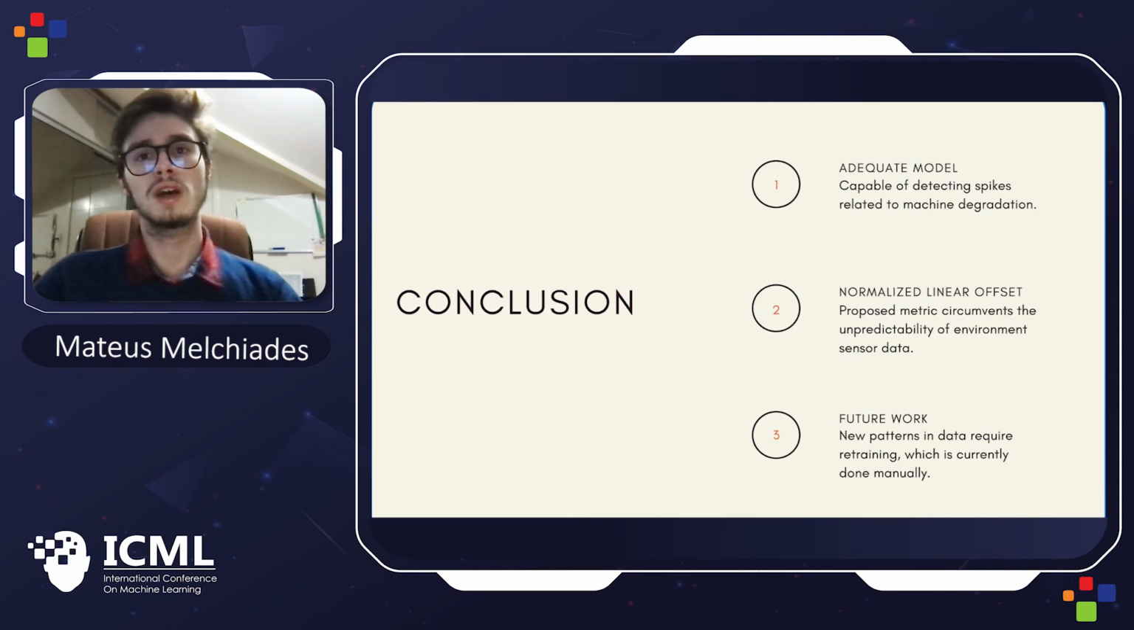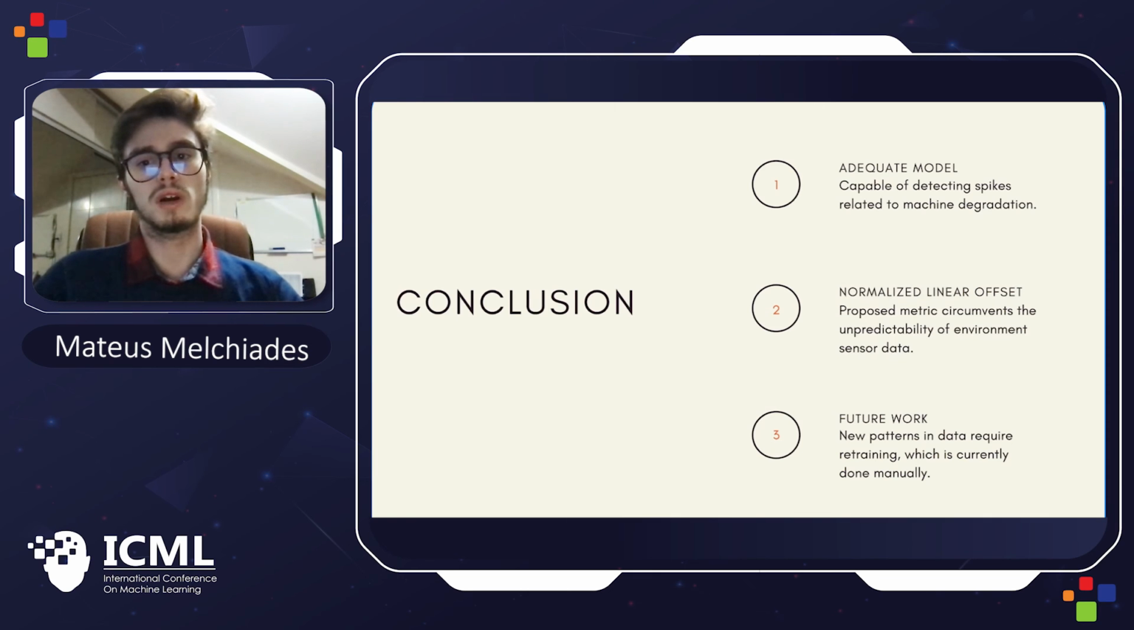So as a conclusion, we see that our model is fairly accurate and adequate for the situation because it can detect the spikes, which is the main objective of our work. We can also conclude that the normalized linear offset, or the NLO, which we propose, is able to circumvent the largest problem with the dataset, which is its unpredictability.